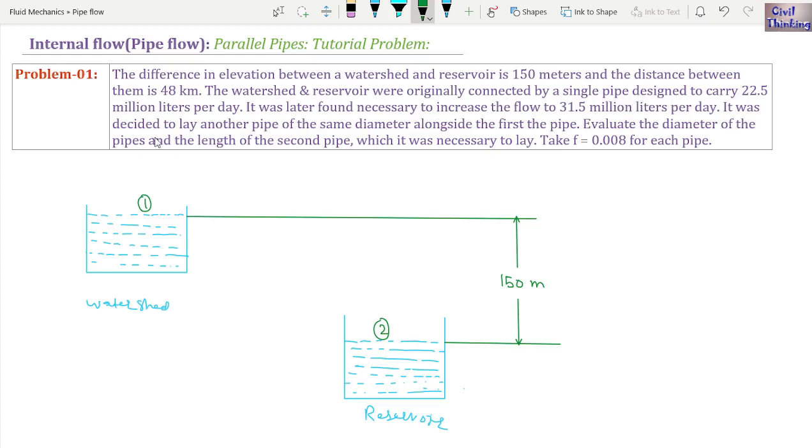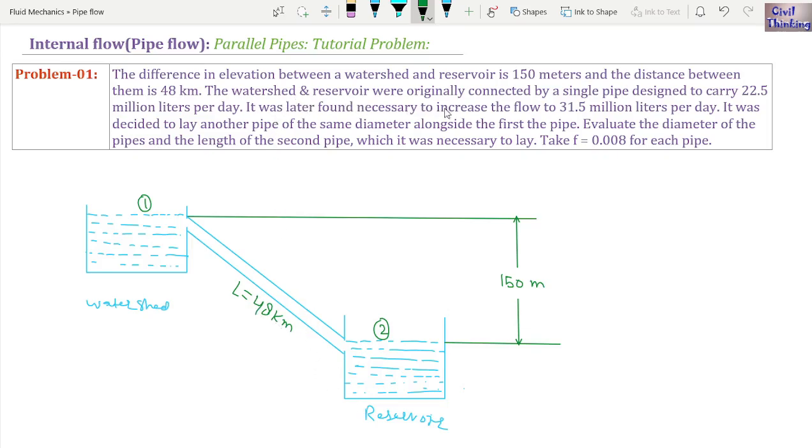The distance between them is 48 kilometers. The watershed and reservoir were originally connected by a single pipe. Now let us say there is a pipe connecting these two. This is the single pipe which was initially connecting the watershed and the reservoir, and the distance between them is 48 kilometers.